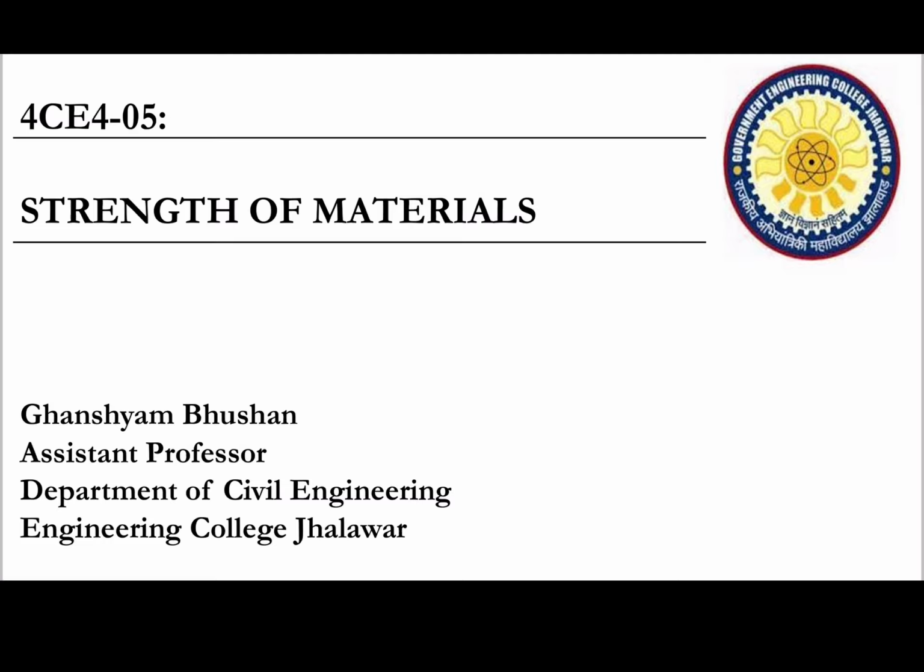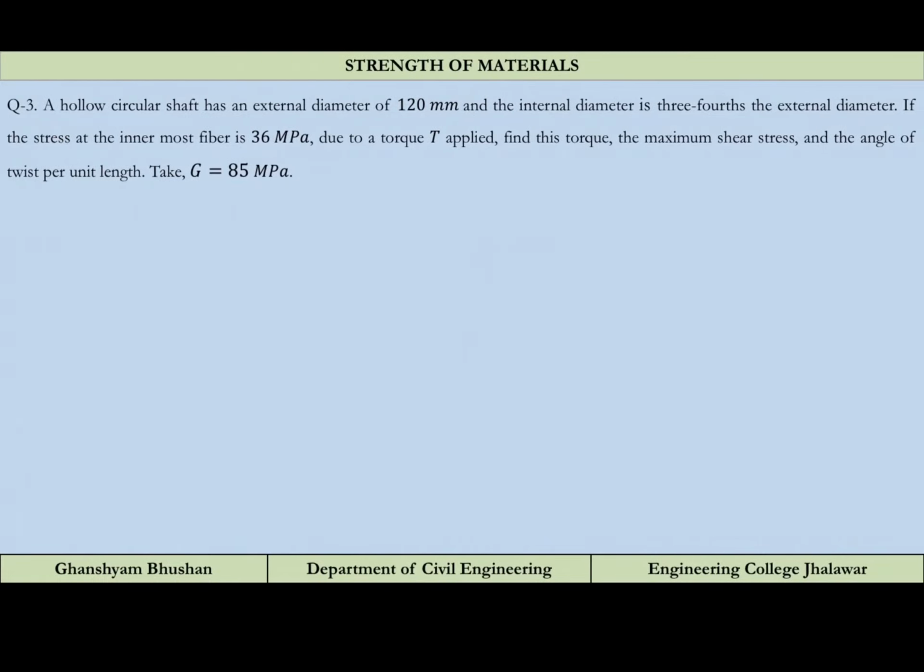In the previous lecture we solved two problems based on various concepts. We calculated the maximum shear stress, we calculated the dimensions of a hollow circular section and a solid circular section for a given condition, and we also calculated the angle of twist asked in the second problem. Now let us try to solve a few more problems. So this is the third problem.